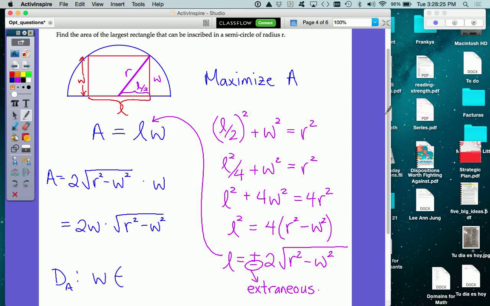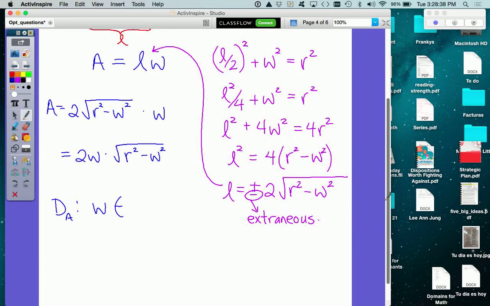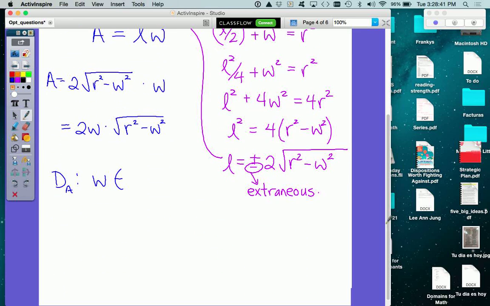And likewise, as my rectangle gets skinnier and skinnier and skinnier, that rectangle will get closer and closer to the top of the semicircle, and so my width will get closer and closer to r. Again, w can never equal r because if it did, I would have no width and I would have no semicircle. So w is constrained from 0 to r, exclusive. You can't have either endpoint. Now that we've done that, we can go ahead and take the derivative of this. So I'm going to do that on the next page.